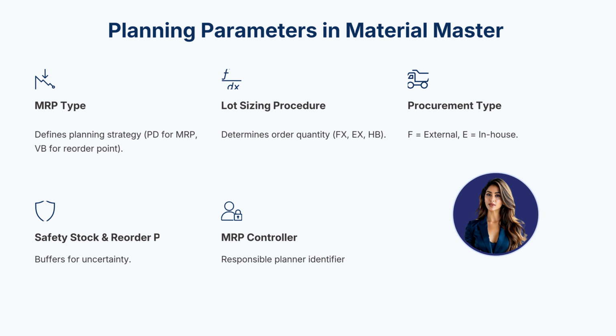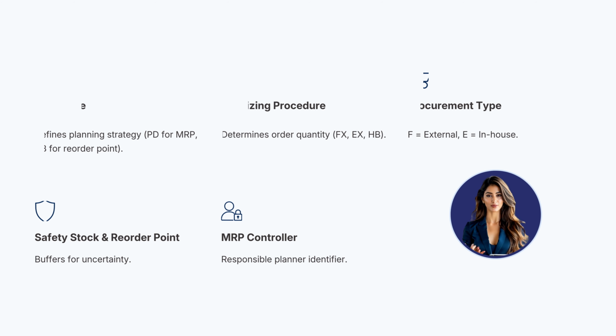Planning parameters in Material Master. Within the Material Master, planning parameters control MRP's behavior. The MRP type defines whether a material is planned or reorder point based. Lot sizing decides how much to procure each time. Procurement type specifies in-house or external sourcing. Safety stock and reorder point act as buffers for uncertainty. The MRP controller code identifies who monitors that material's planning.